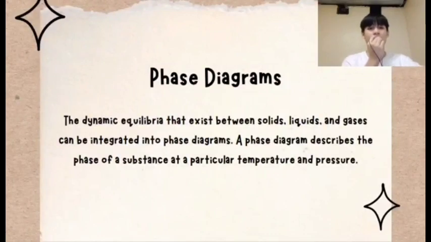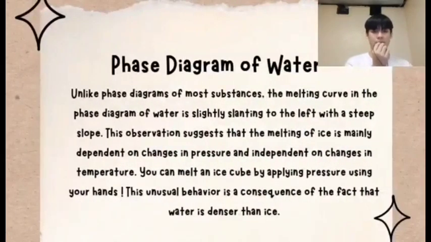So, a phase diagram describes the phase of a substance at a particular temperature and pressure. A phase diagram also shows the phases of a pure substance as pressure, on the y-axis, is plotted against temperature, on the x-axis. The pressure in the diagram can be either the one applied to the system or the one generated by the substance.